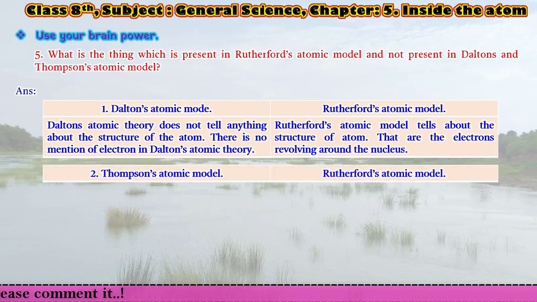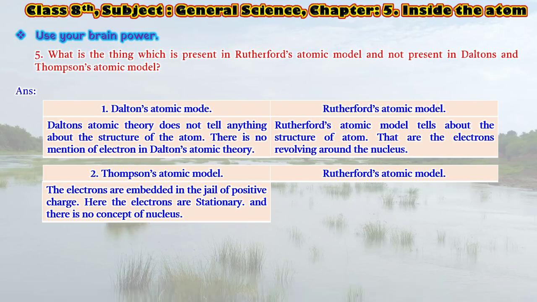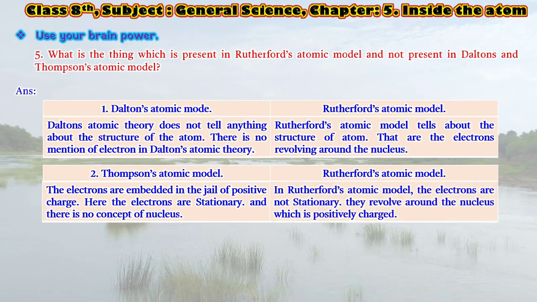Then, Thomson's atomic model and Rutherford's atomic model. In Thomson's atomic model, the electrons are embedded in the gel of positive charge. Here the electrons are stationary, and there is no concept of nucleus. And in Rutherford's atomic model, the electrons are not stationary. They revolve around the nucleus, which is positively charged.